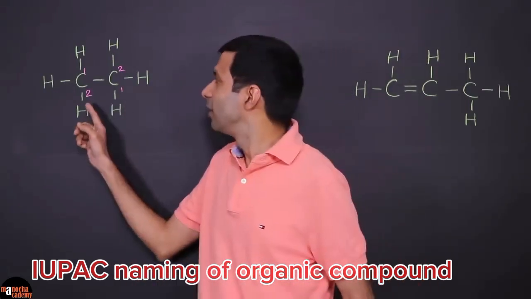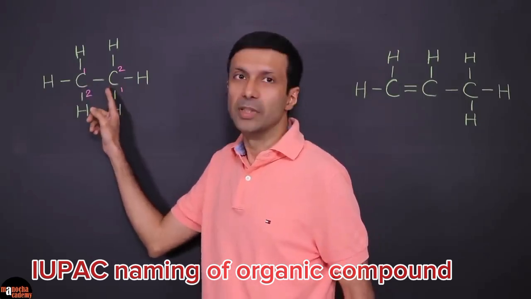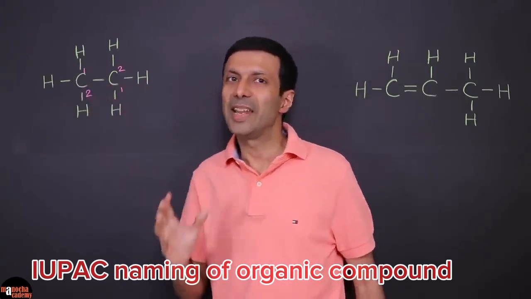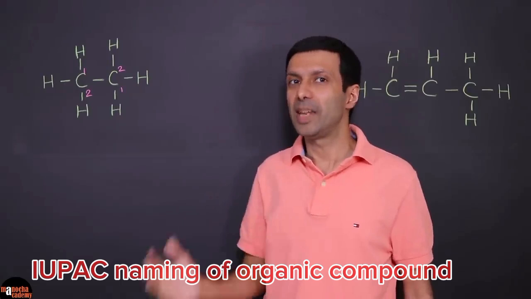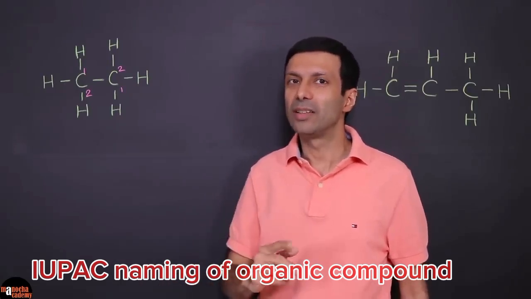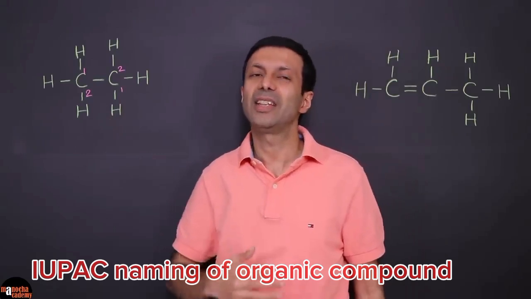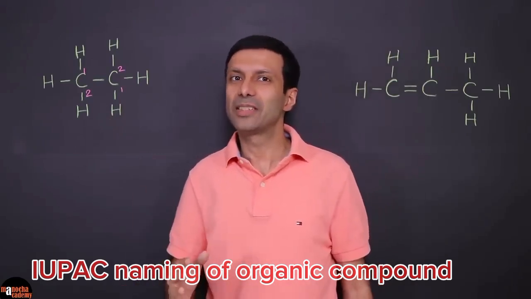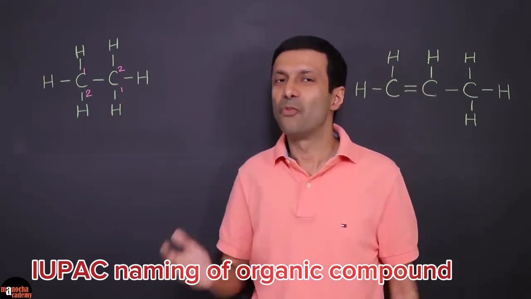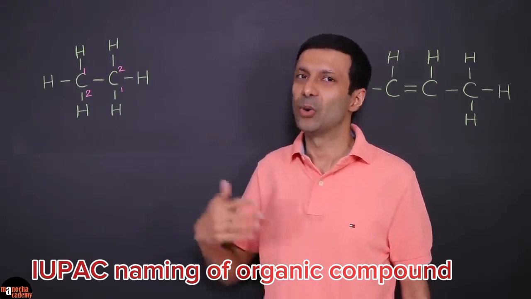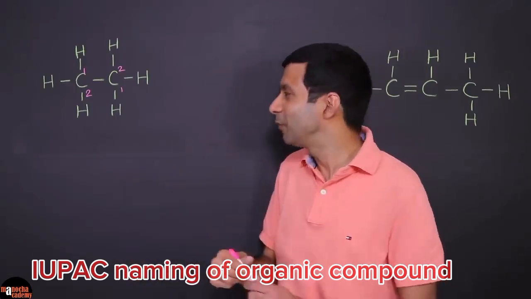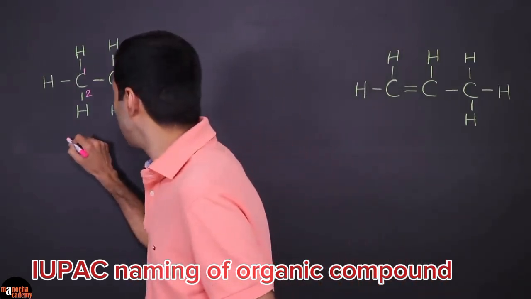As you can see, this compound has 2 carbons. So what is its name going to be? Remember, there's a table. If there's 1 carbon, then the name starts with meth. 2 carbons, the name starts with eth. 3 carbons, it'll start with prop. 4 carbons, but, and so on. So the name of this compound will start with eth.